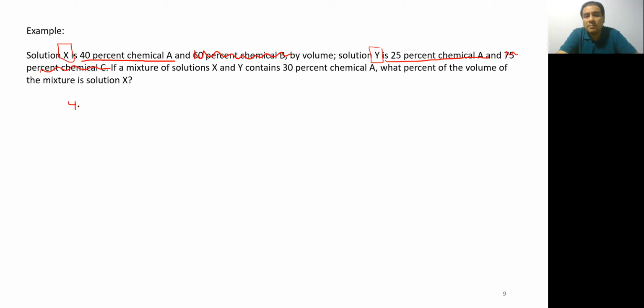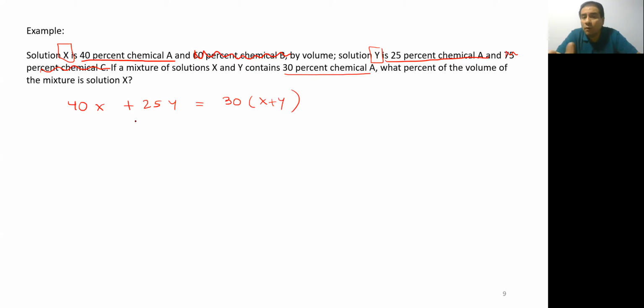So the quantity in percent, 40% multiplied by X plus 25% multiplied by Y, that should be the same as the amount in the mixture, which here says contains 30% chemical A. So it should be 30% multiplied by the total volume of that solution, which would be X plus Y. So what can we get from here?